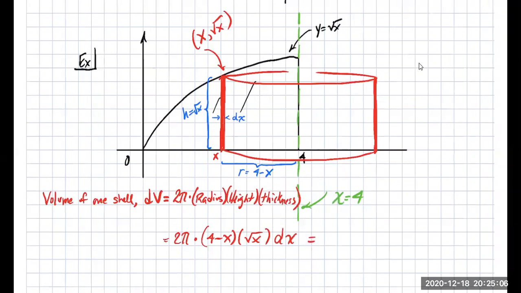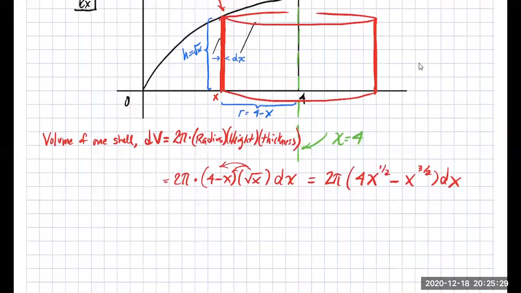Okay, and I'll take the liberty, gang, of distributing this square root of x through. And you'll notice I converted the radical symbol to fractional exponents in anticipation of using the fundamental theorem in the next step. Okay, so the total volume, right? The total volume is equal to the sum of all of those individual elements, in this case shells, as they all range from x equals 0 to x equals 4, and they're all given by this expression.